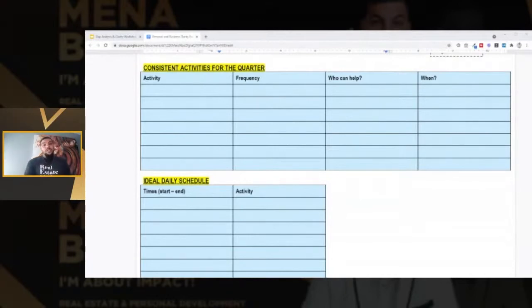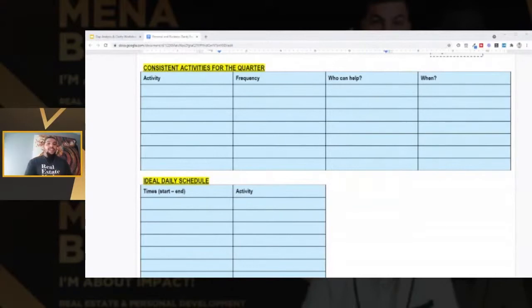Who can help you with these activities? So maybe you need to make some calls, or maybe you need to write some emails, or maybe you need to do a direct mail campaign. Who can help you, right? Maybe you have assistants, maybe you have office staff, other people that can do work for you so that you're not tied up doing all the little things.